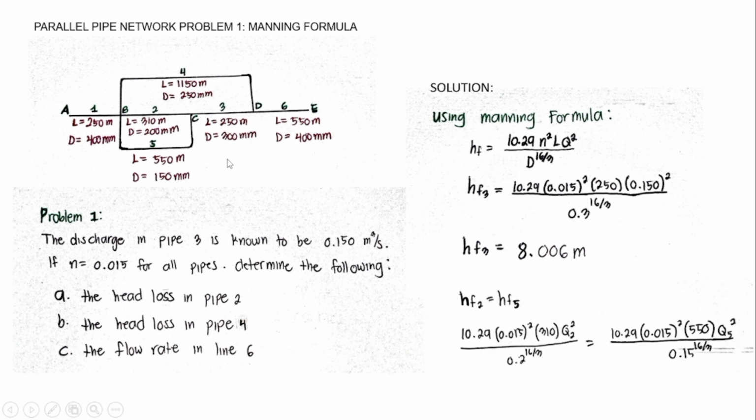So since pipe 2 and pipe 5 are parallel, we can say that the head loss in pipe 2 is just equal to the major head loss in pipe 5. Therefore, we can equate the two major head losses so that we can get the value of the discharge in pipe 5 in terms of discharge 2. We can now solve for the discharge in pipe 5, which is equal to 0.3486 Q2.